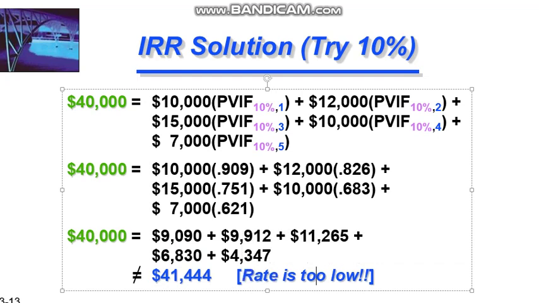Why? Because the rate and the present value amount have an inverse relationship. If we want to reduce our amount, we need to increase the rate. I'm talking about the present value. Keep in your mind that the present value amount has an inverse relationship with the interest rate.